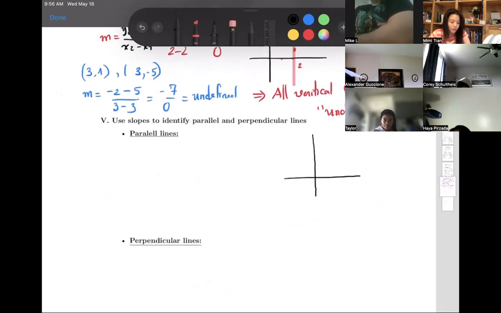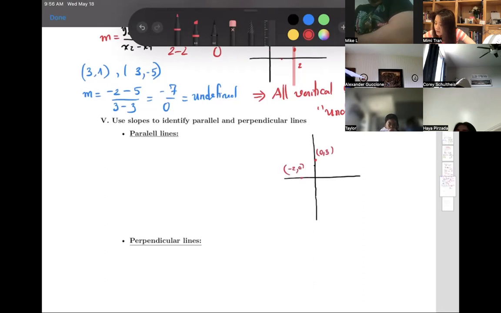Say I have a point 0, 3. 1, 2, 3, 0, 3 right here. 0, 3 and negative 2, 0, 1, negative 2, 0 right here. And then I connect the dot. Just gonna free-hand here.